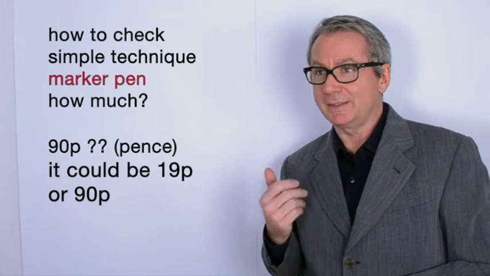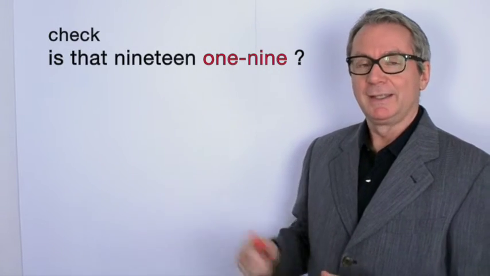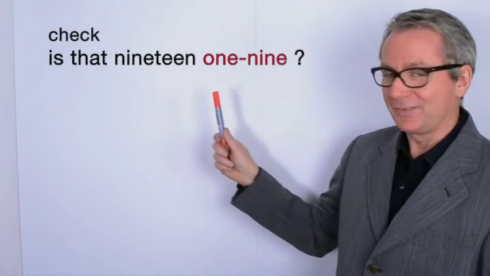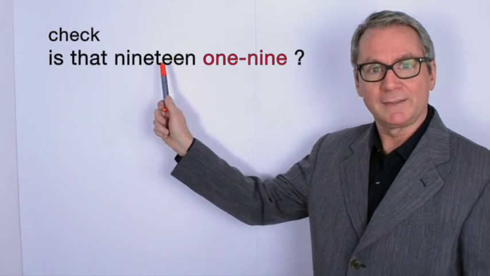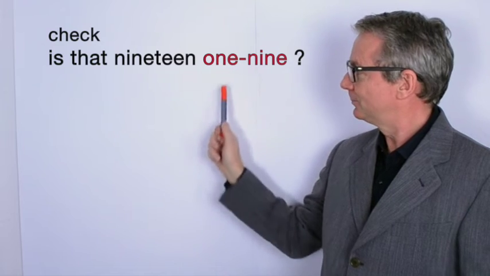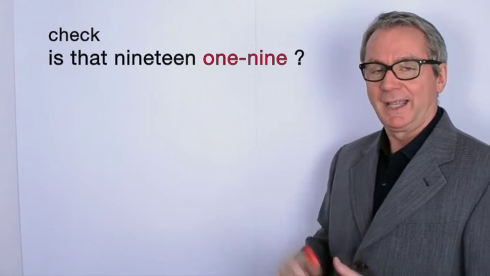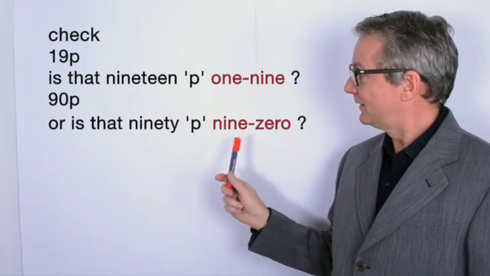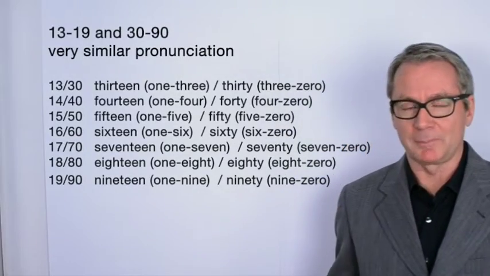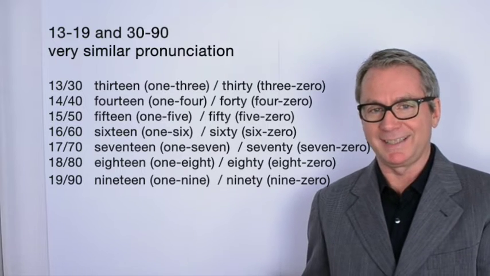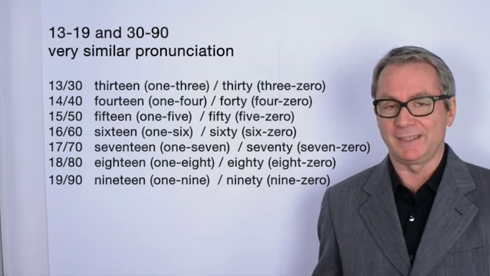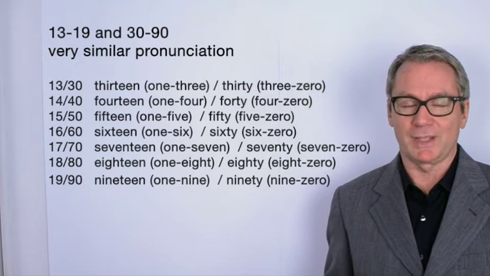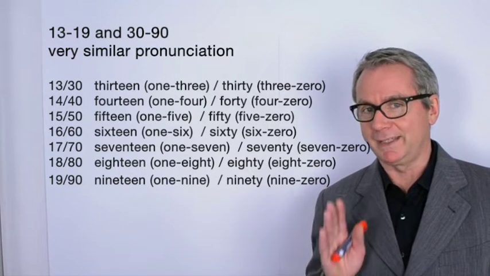Now you hear 90, could be 19 or 90. So how do you check? You can check in this way, very simple. Is that 1-9, 19? Okay, and then you see how I've separated the numbers. Or is that 90p, 9-0? And this applies to all your numbers which are 13 to 19 or 30 to 90. There's a big difference, so it's good to have a technique to resolve any confusion.